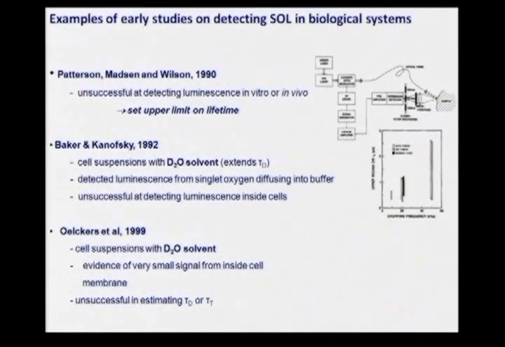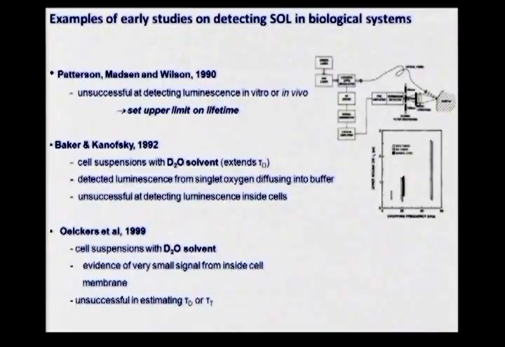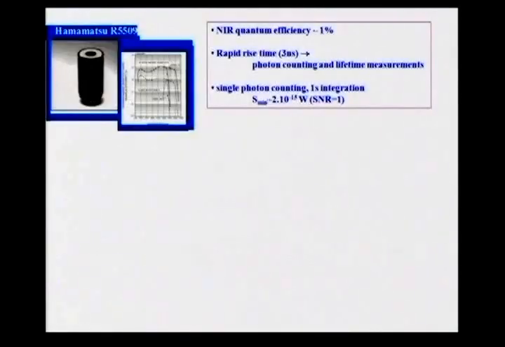A number of groups, particularly in Europe and in Russia, did measure singlet oxygen in cells, but they did it by a trick, because it turns out that if you grow cells in D2O instead of H2O, you significantly increase the lifetime. And so, since I showed you the signal is proportional to the concentration times the lifetime, they were able to get a signal. But of course, you cannot expect to convert a patient from an H2O life form into a D2O life form. So this is a very nice research tool, but again, it won't move to the clinic.